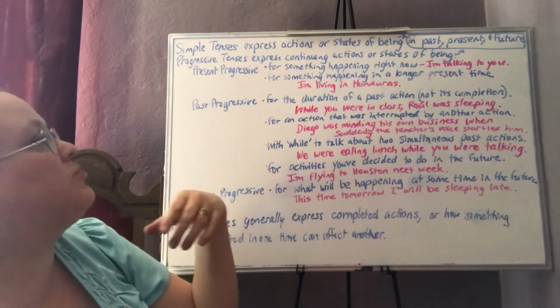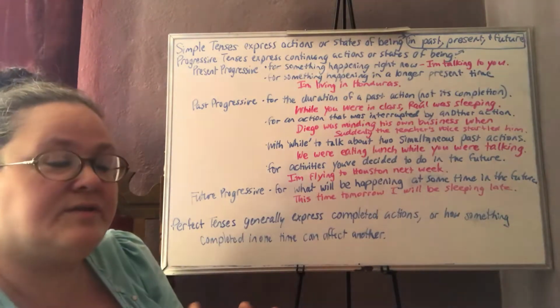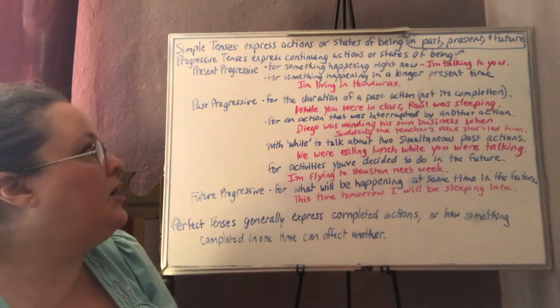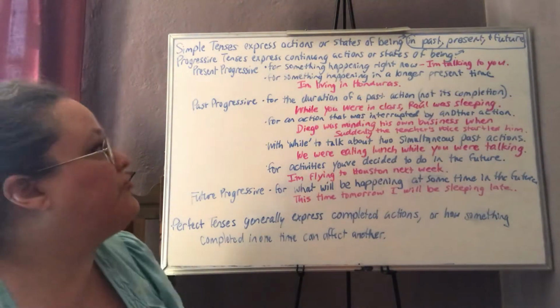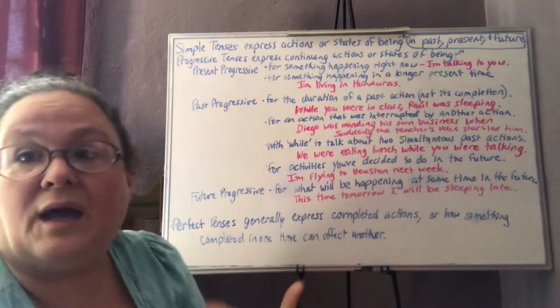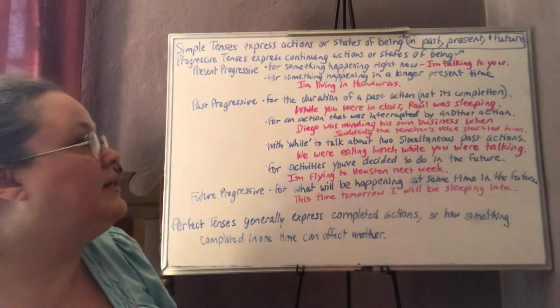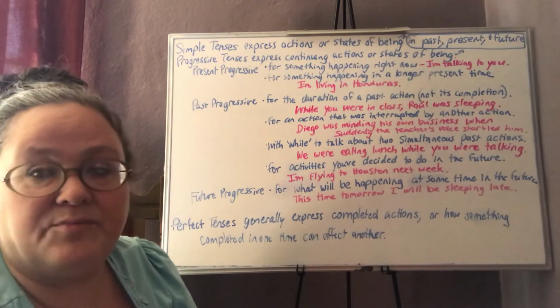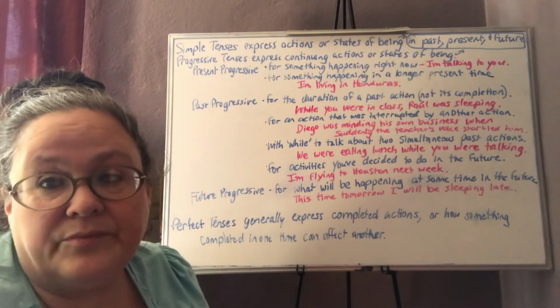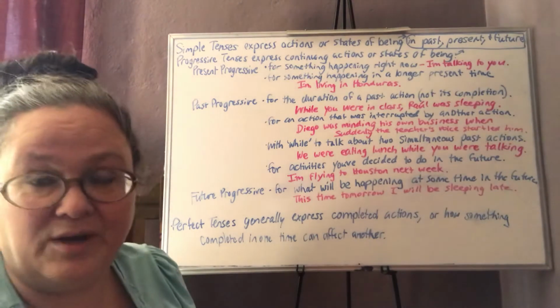Progressive tenses express continuing actions or states of being, and so present progressive often gets mixed up with present tense. Present progressive is what we use for something happening right now, like I'm talking to you right now. That's present progressive. Okay, I talk to you. That's present tense, and that means that's something that happens regularly. Okay, or I don't talk to her. That's something that doesn't happen regularly.